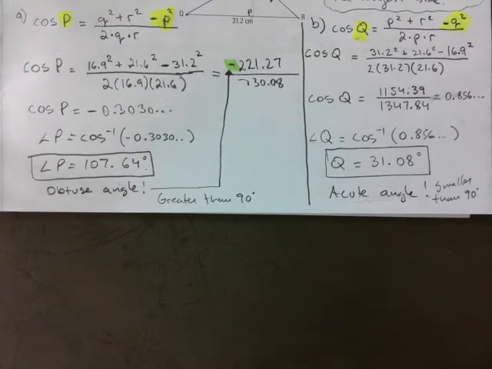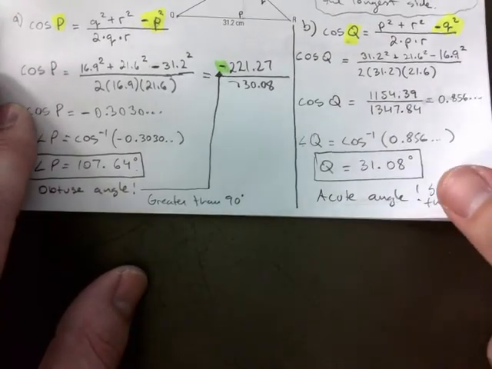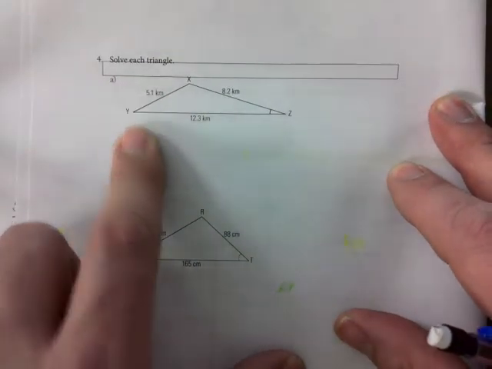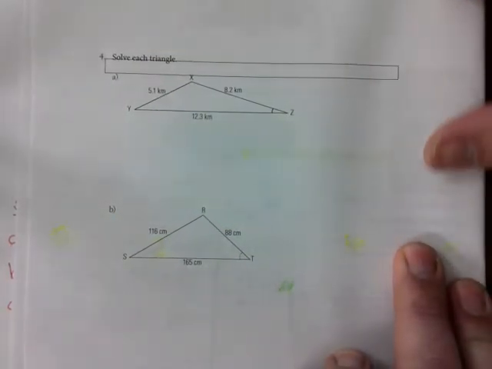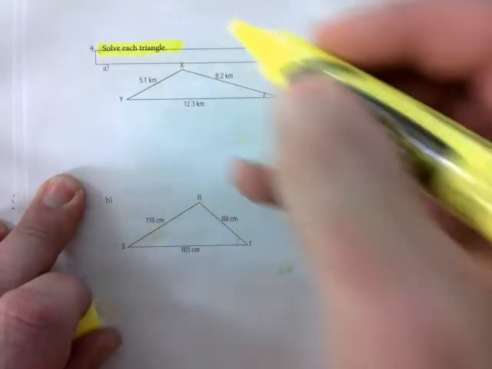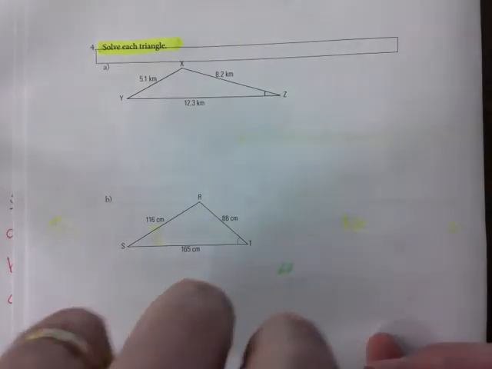So again, I want you to practice, and I want to come around and make sure you're okay, right? Zero risk right now. So go to the back side. I want you to try these two here. Do you notice what it says at the top? Solve each triangle. What does that mean? All angles, all sides, right?